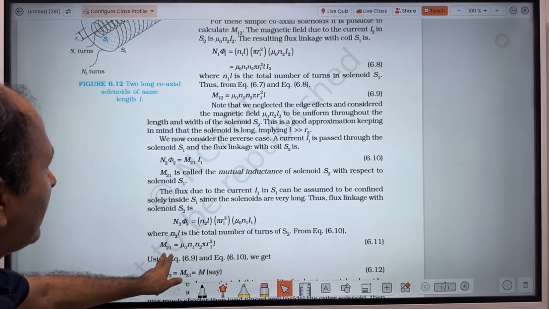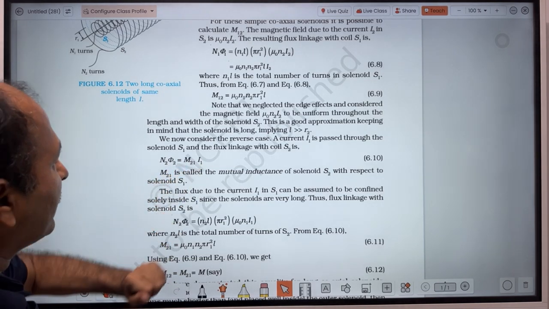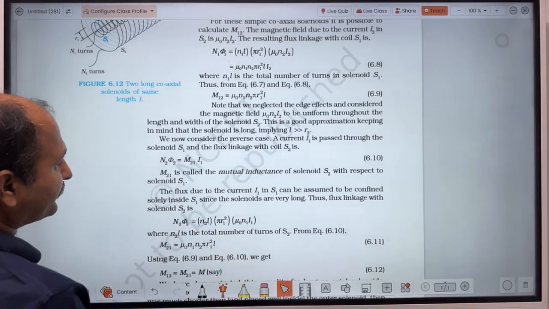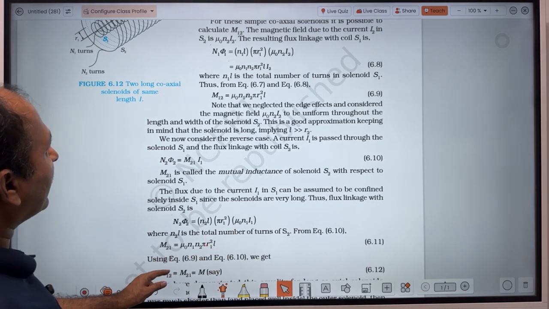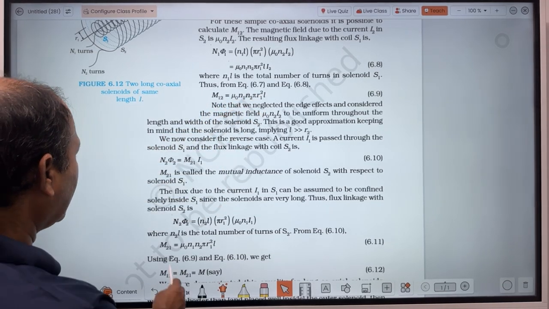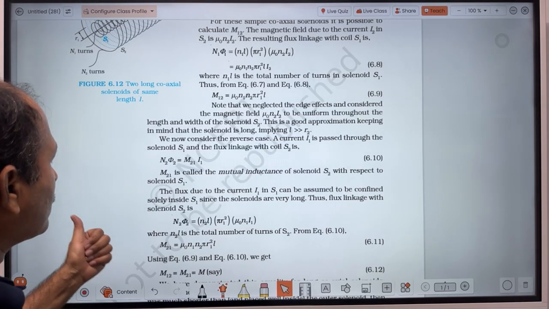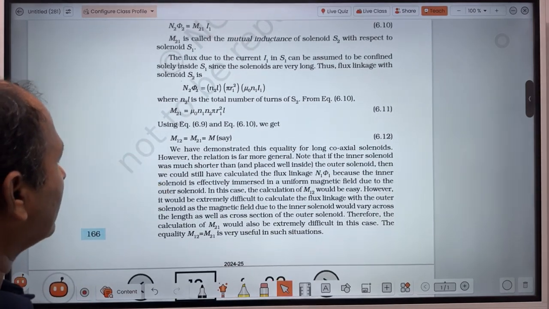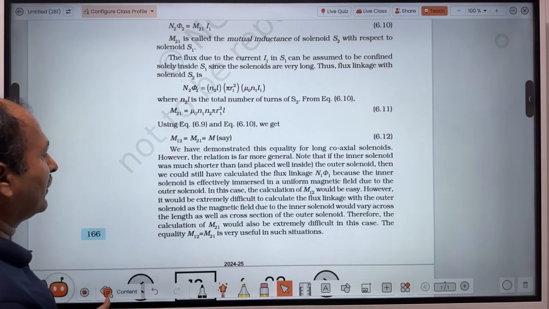So from here, again we can get the value of, if we make comparison, N2 phi 2 equal to M21 I1, and here we have got N2 phi 2 equal to this much times I1. The I1 term you can neglect, then whatever is left, that will be the value of M21. If you observe carefully, M12 equals mu 0 N1 into pi R1 square L, and here M21 is mu 0 N1 into pi R1 square L. Both are the same, right? So we say that M12 equals M21, right? So this is the coefficient of mutual induction.